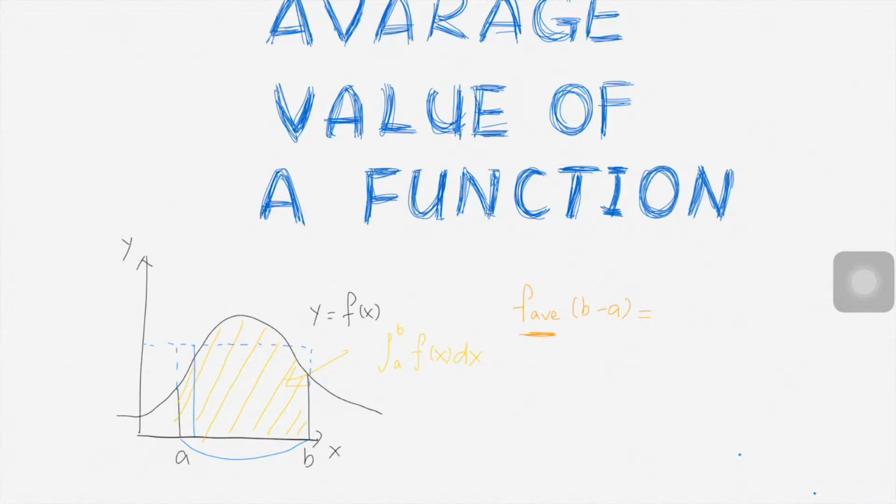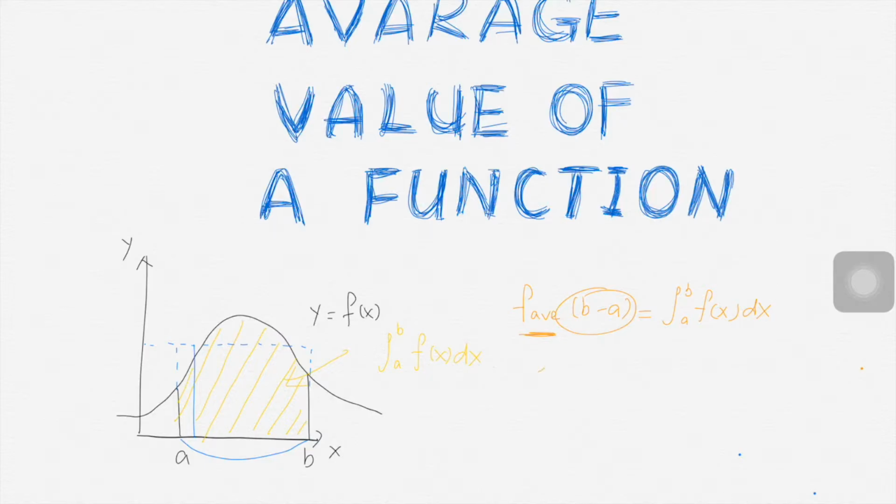So it's going to be the integral from a to b of f of x dx. If we knew all of this other stuff, we could solve for the function's average. The function's average, we divide both sides by b minus a.